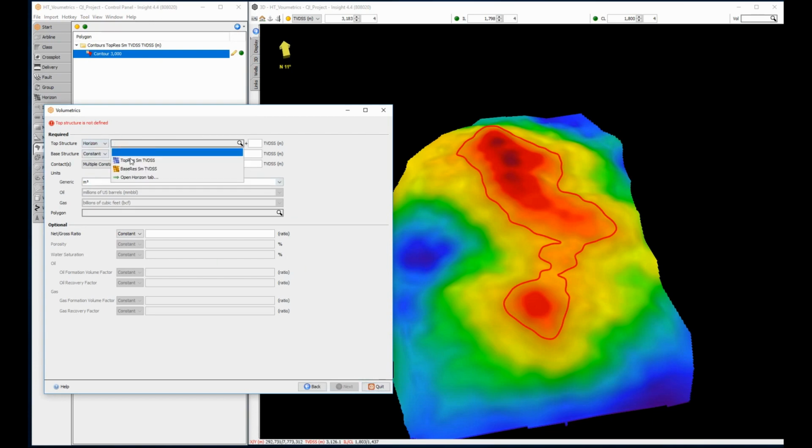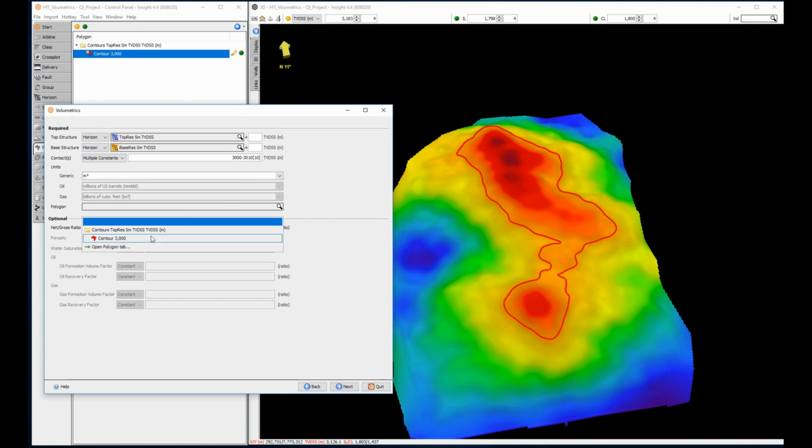This time, I enter both top and base structure. I want to calculate my gas-oil contact and oil-water contact, and so I only enter 2 values by matching the range to the increment. I also select the bounding polygon.